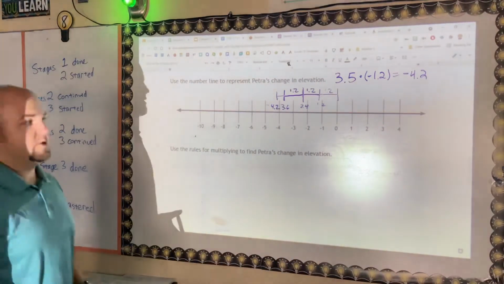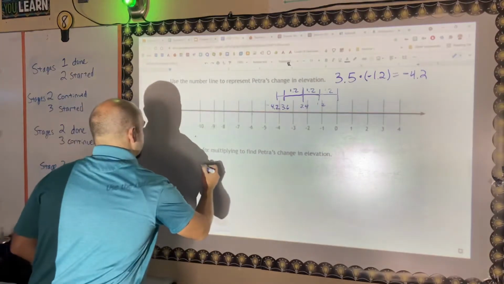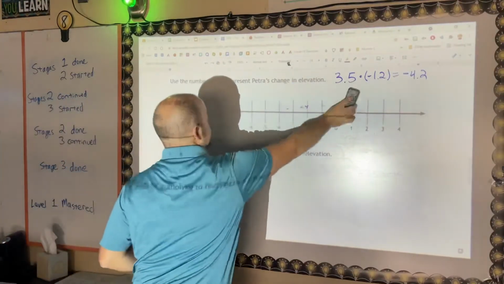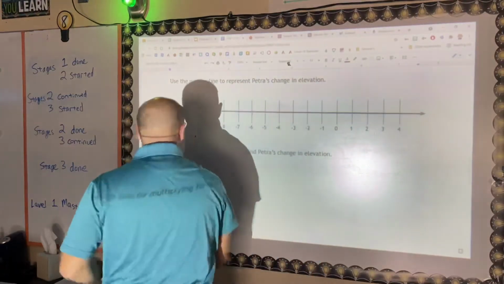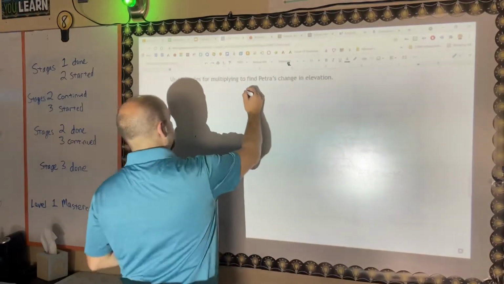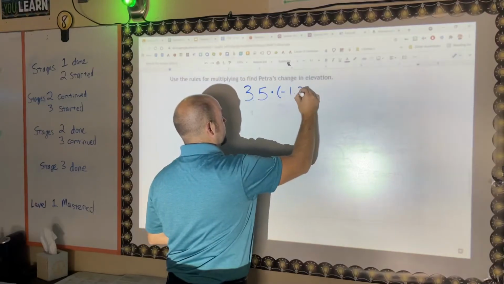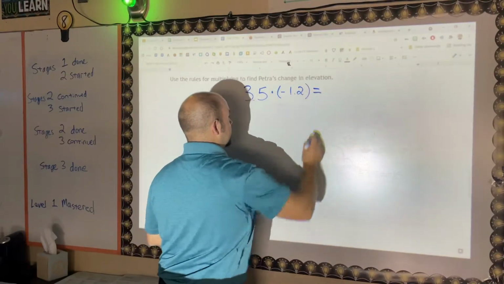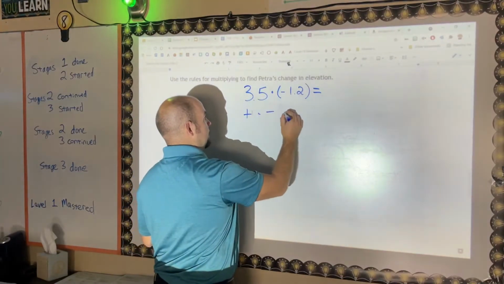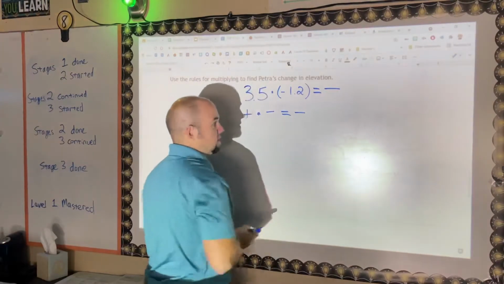Now let's use our rules for multiplication to figure that out. So I'm going to switch to a blue, and I'm going to scroll up. You can always pause there and come back to it if you need to see that information again. So let's scroll up. 3.5 times negative 1.2, and what does that equal? Well, using our rules, we know that a positive times a negative equals a negative. So our answer here is going to be a negative.